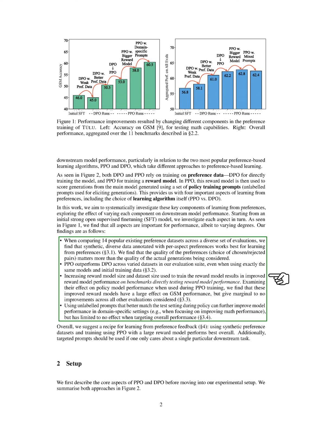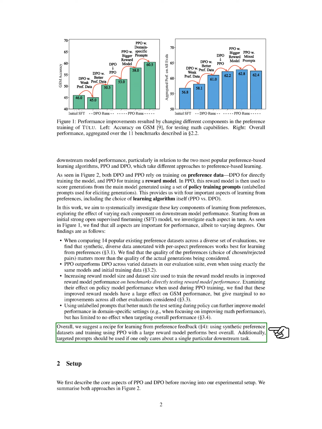Increasing the size of the reward model and training dataset improves the reward model's performance but has limited impact on overall model performance. Furthermore, using tailored prompts during policy training can enhance model performance in specific domains, such as math, but shows minimal effect on overall performance. Overall, we recommend using synthetic preference datasets and training with PPO using a large reward model for optimal performance. Tailored prompts are suggested for specific tasks of interest.